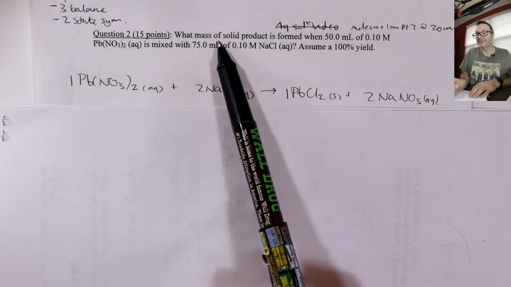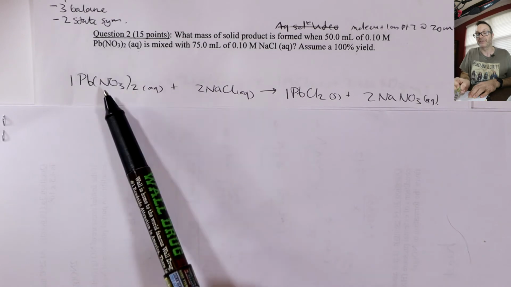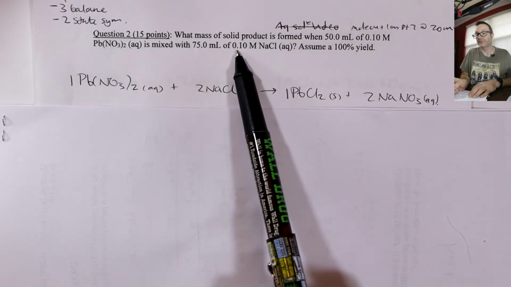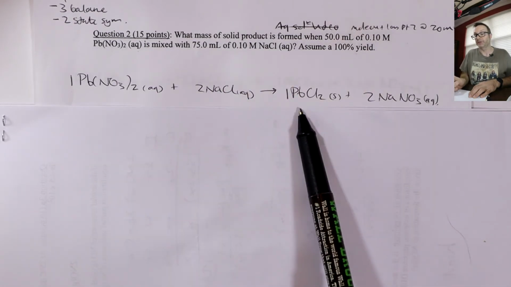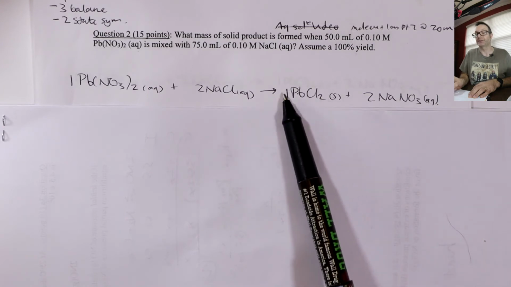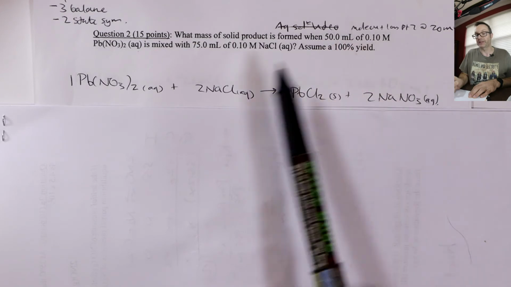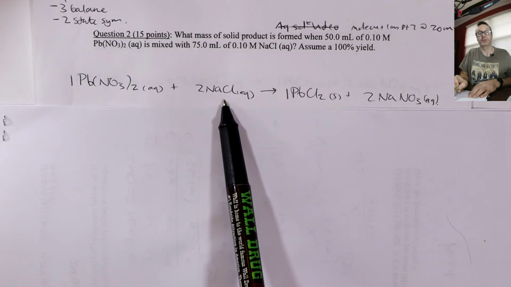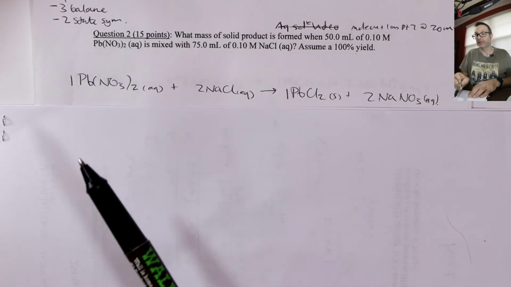So what mass of solid product is formed when 50 milliliters of 0.1 molar lead 2 nitrate, that's the same stuff from the first part, reacts with 75 milliliters of 0.1 NaCl. So it's the same reaction from part 1, right? And then we sort the partners, and that one is the solid, yeah? So it's asking how many grams of this do I make if I mix 50 milliliters of 0.1 strength, this one, with 75 milliliters of 0.1 strength, this one. And again, this was the variable, it was 80 or 85 on the different exams, right?